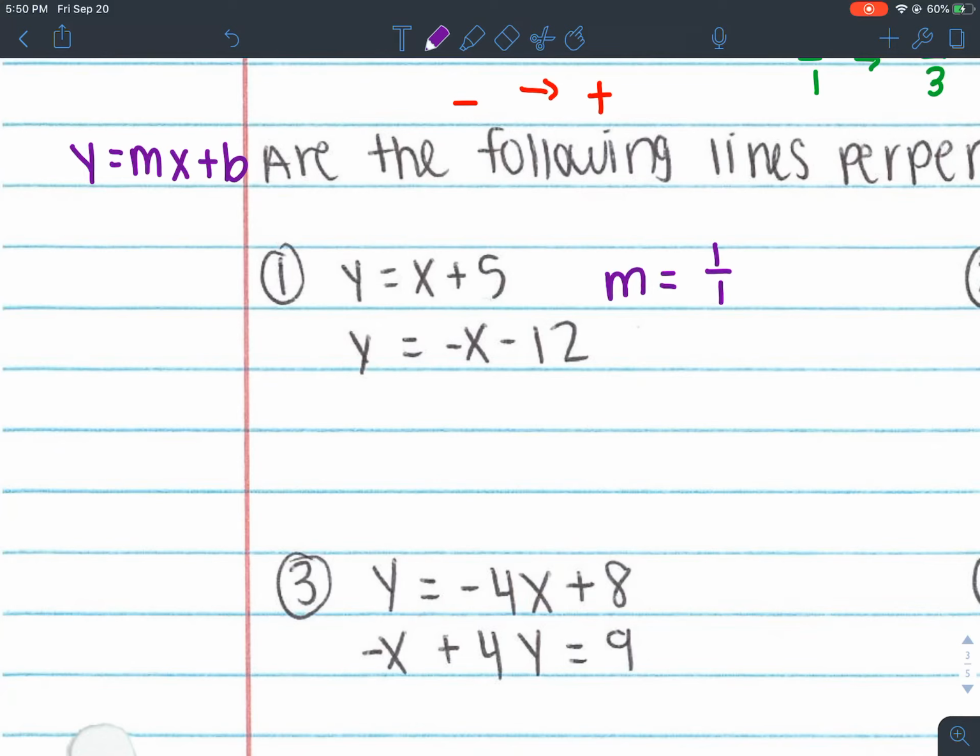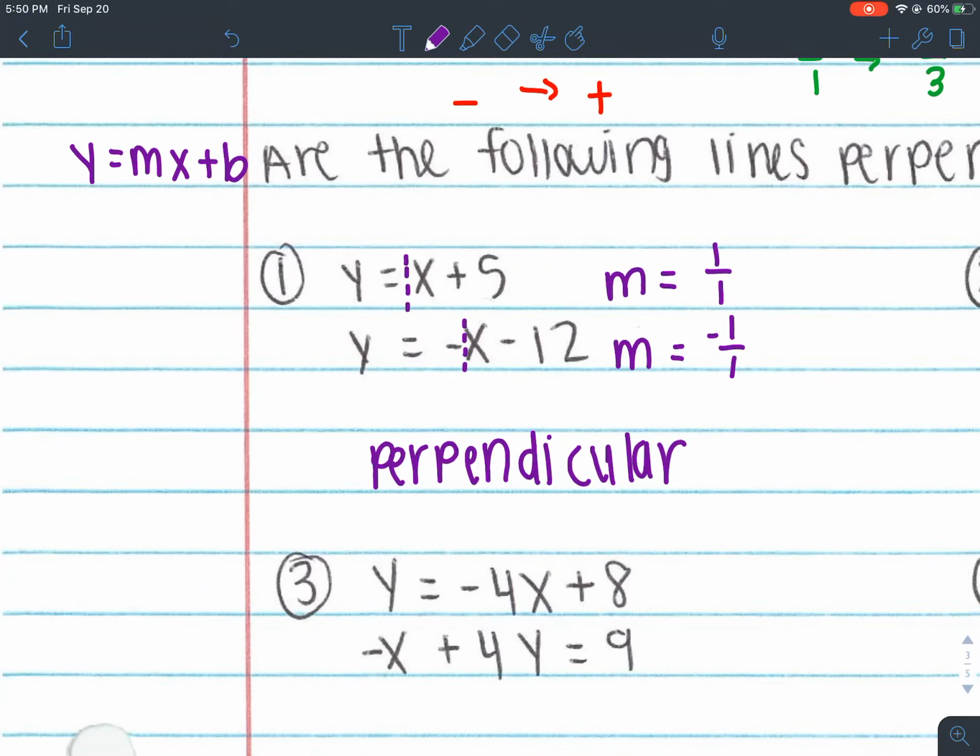And then the second line has a slope of negative 1 over 1. So let's see. Are these perpendicular? Well, if I start off at positive 1 and I want to make it perpendicular, then I would have to change it to a negative and then flip it, and it'd be 1 over negative 1. So 1 over 1 but negative. So these are indeed perpendicular because their slopes are opposite reciprocals.